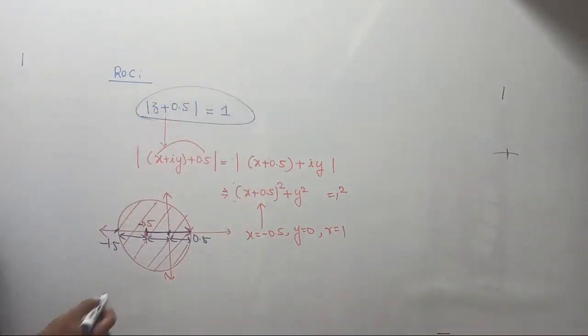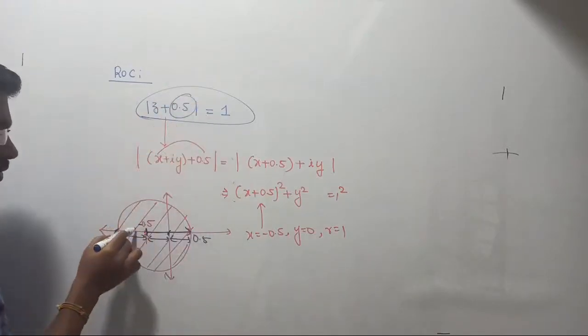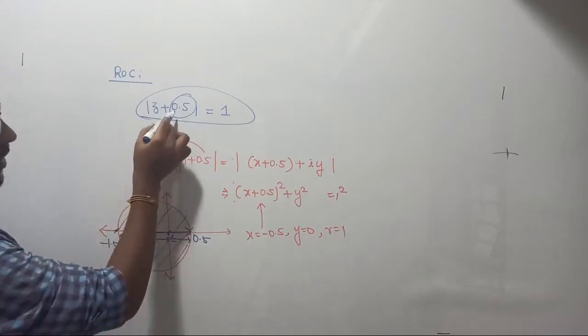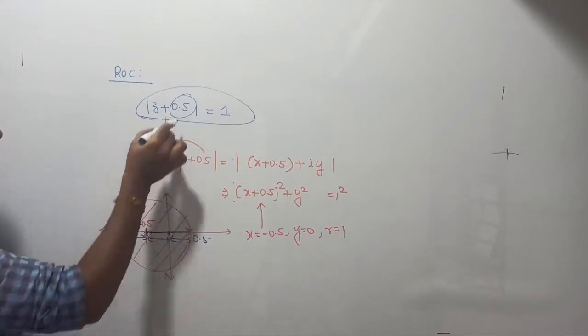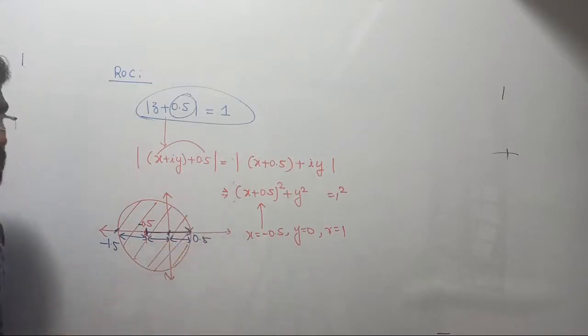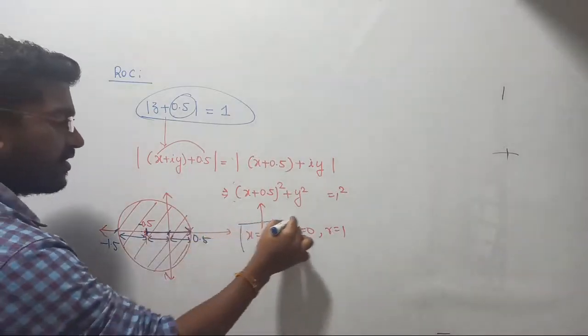So simply understand, what is the real part here? Z equal to minus 0.5, right? So the real part is minus 0.5, and similarly the imaginary part we should consider. Let us see. I hope these things are clear to you all.